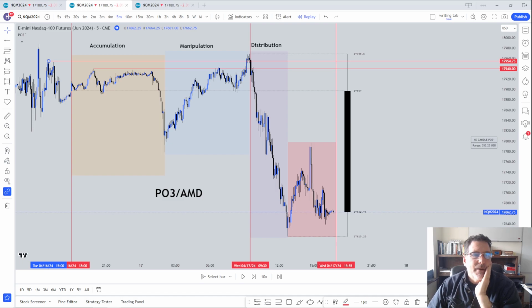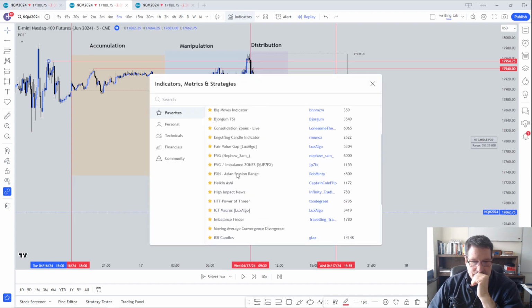By the way, this is a good indicator, not necessarily to use while you're trading, but it's a good indicator to better understand the power of 3 as you go through. It's based on a daily candle. I think they call it the higher time frame power of 3. Let's see, higher time frame power of 3 by 2 degrees.